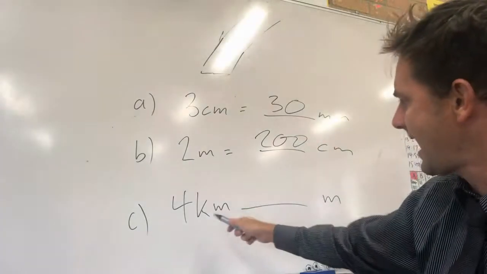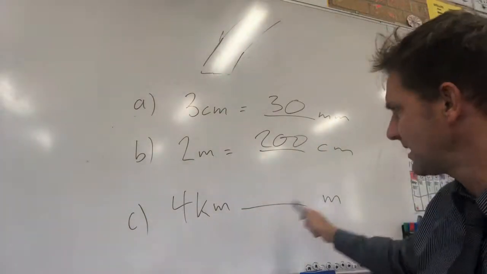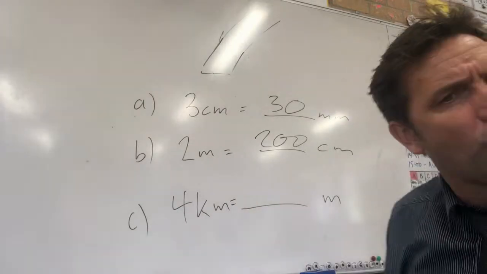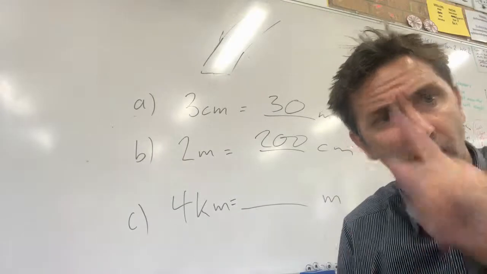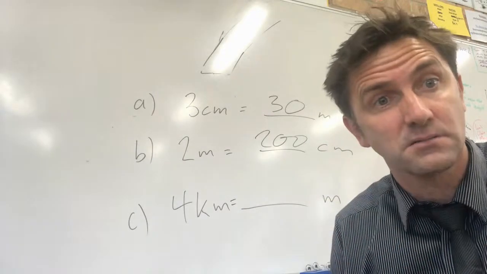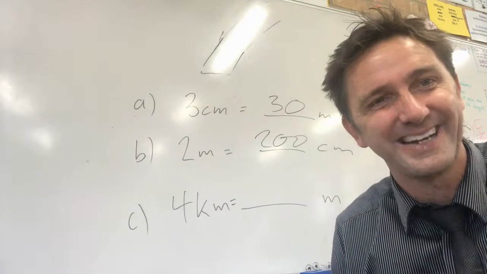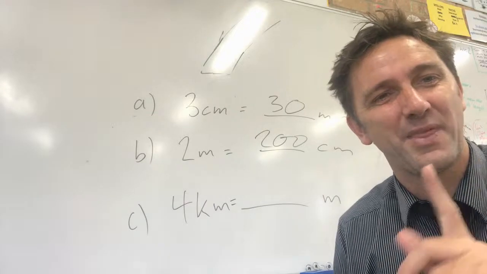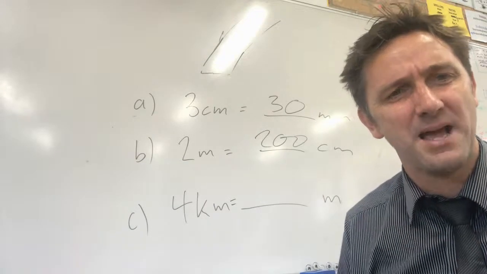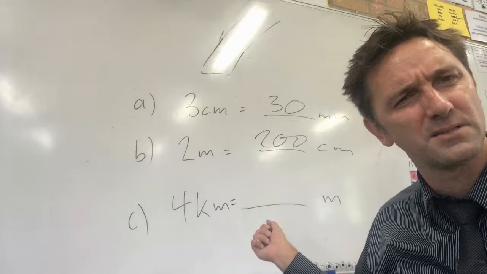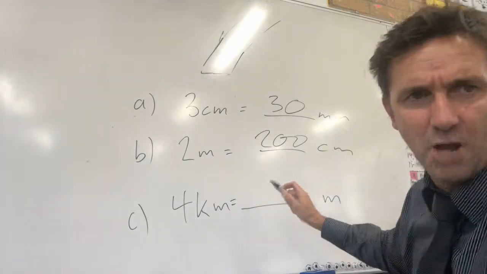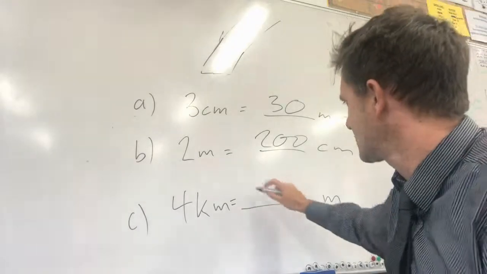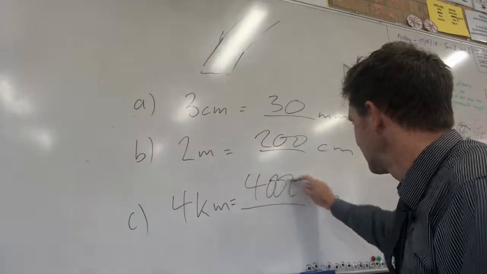Okay. What about 4 kilometres? How many metres equals 4 kilometres? So remember, 1 kilometre equals 1,000 metres. How many in 4 kilometres? Pause me, work it out. I hope you're back. I hope you're pausing me. The answer is 4,000 metres, guys.